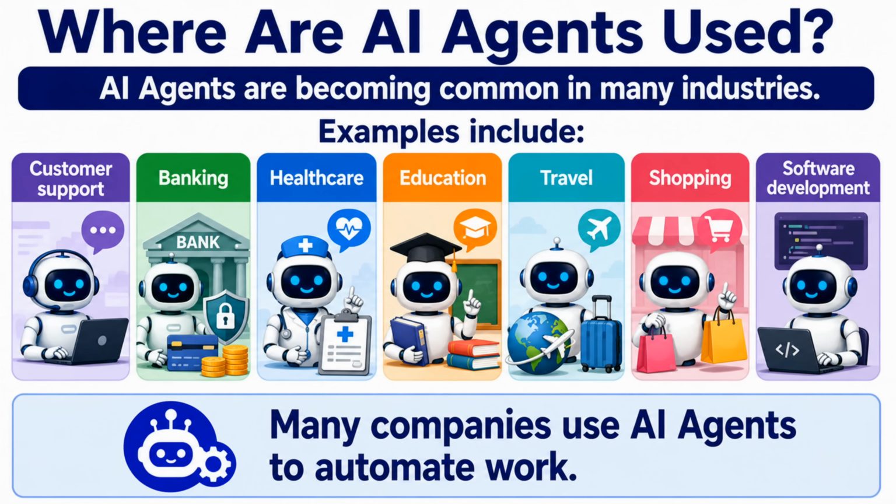Where are AI agents used? AI agents are becoming common in many industries. Examples include customer support, banking, healthcare, education, travel, shopping, and software development. Many companies use AI agents to automate the work.